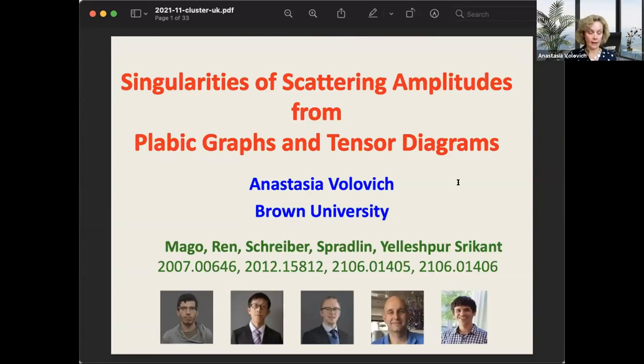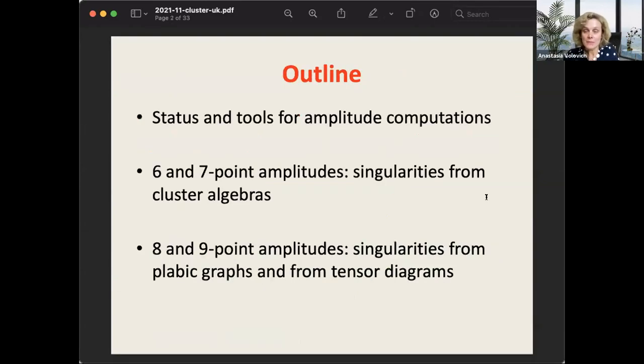graphs and tensor diagrams. And so before I begin, this work is based on the series of papers that I wrote recently. So these are the papers with Mark Spradlin, our current postdoc Akshay Yelleshpur Srikant, my former student Anders Schreiber, who's now in Munich, and two of my current students, Jorge Mago and Lecheng Ren. Okay, so let me start.